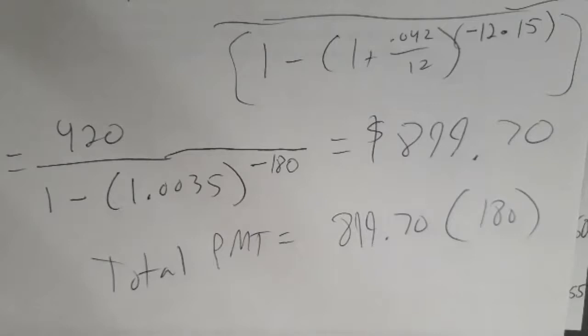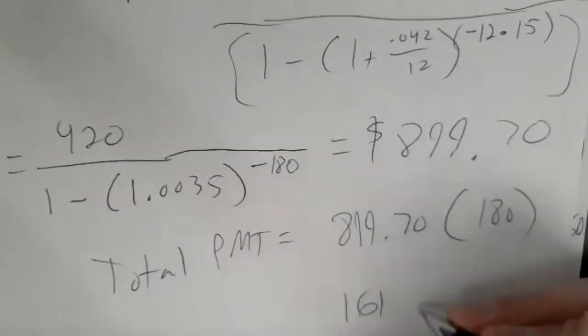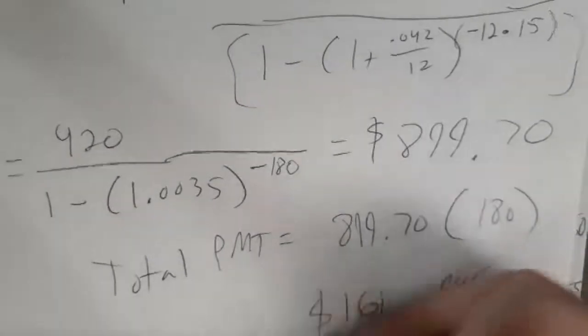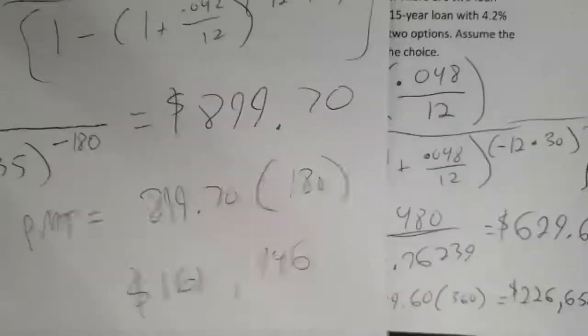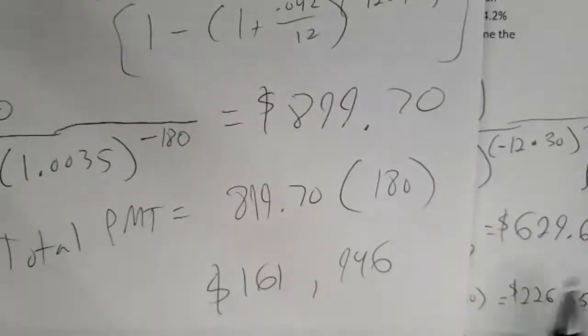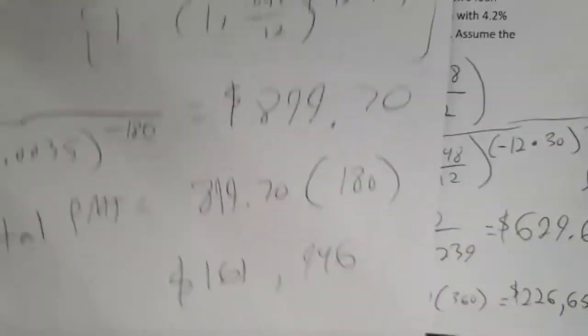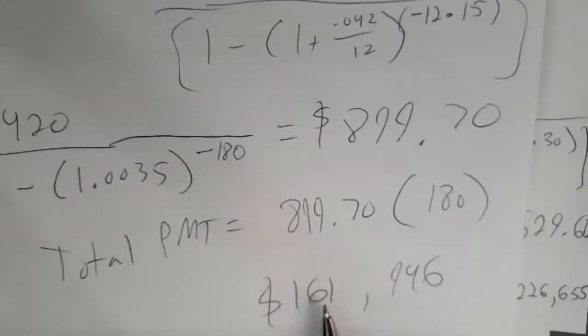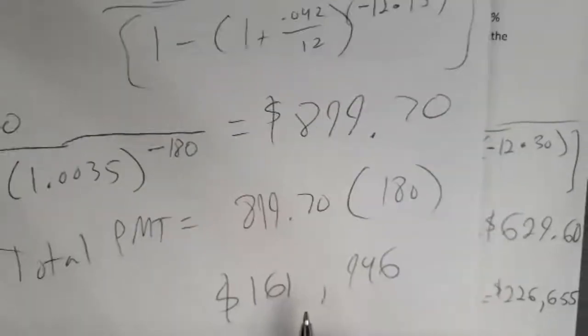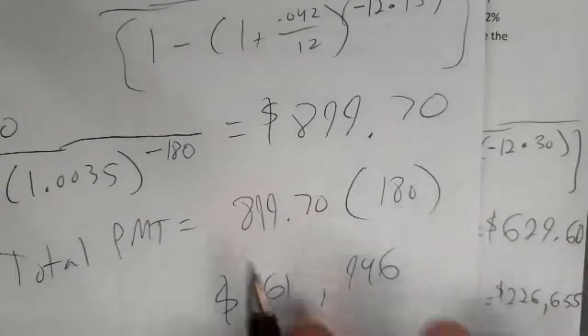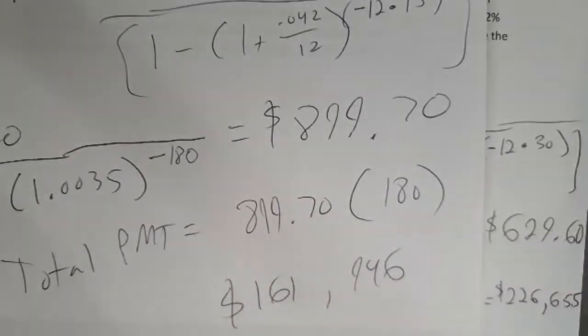So I'm getting 161,946. So we're looking at this total price versus the previous total price. This one is definitely a lot less. This one seems like probably the better loan price-wise, right? If we look at the overall price, this one is definitely better. But if we're looking at the individual payment price, this one is actually a lot less.